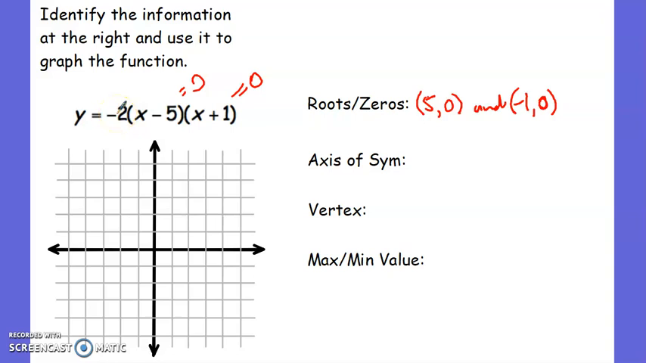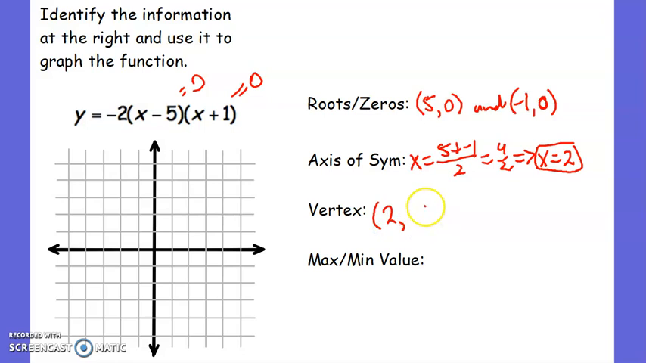Now, that means the axis of symmetry is going to be halfway in between those. So let's go ahead and do the work here. x equals 5 plus negative 1 over 2, or 4 over 2. x equals 2 will be my axis of symmetry. My vertex will be 2 comma whatever my y coordinate is.